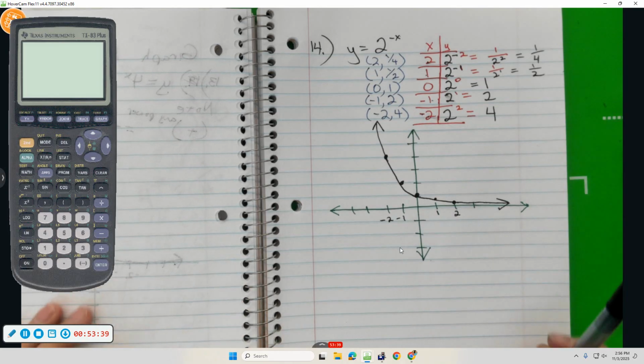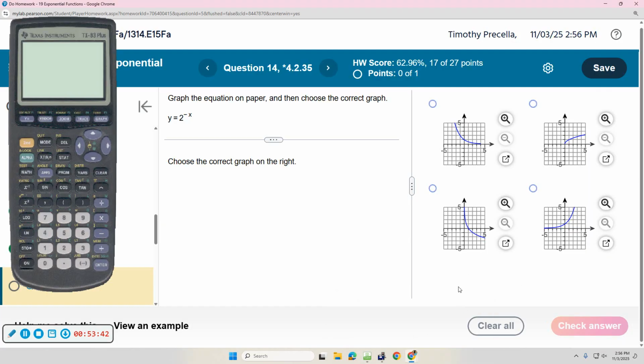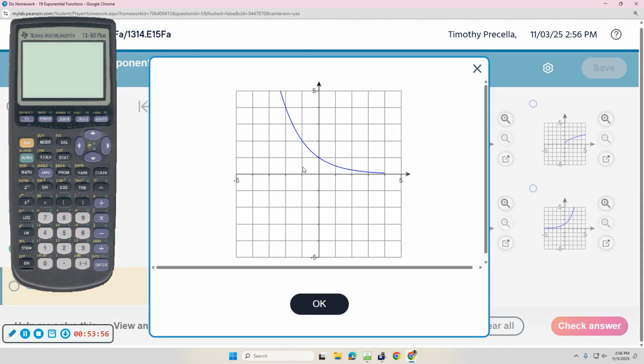So let's choose the correct graph. Then I want to make some generalizations about this. A, B, C, or D. Which one does it look like? Definitely not that one or that one, or even that one. Is it this one? That's what it looks like.